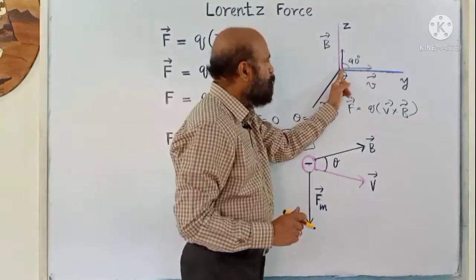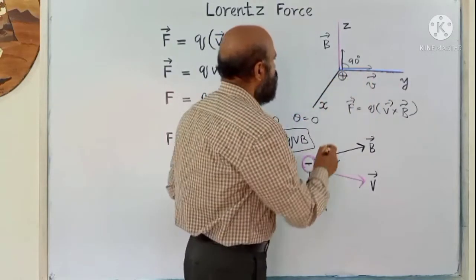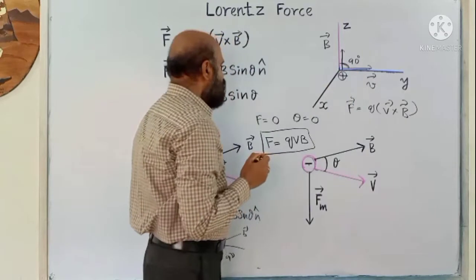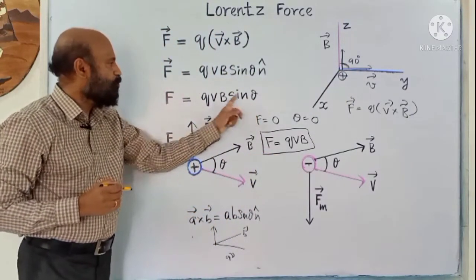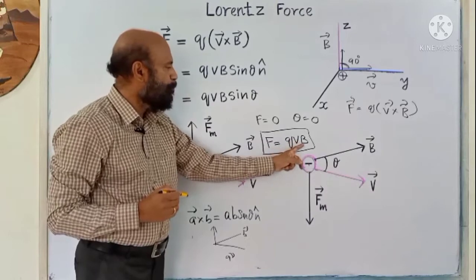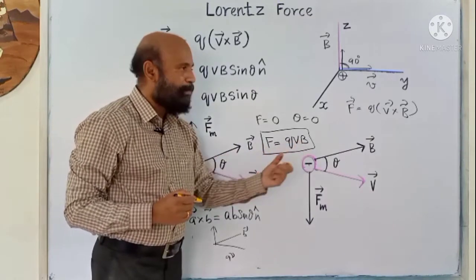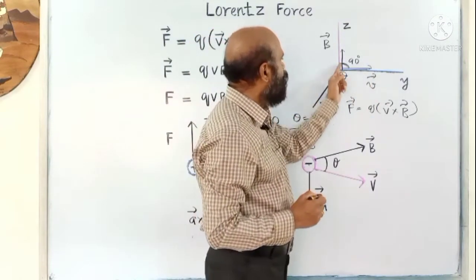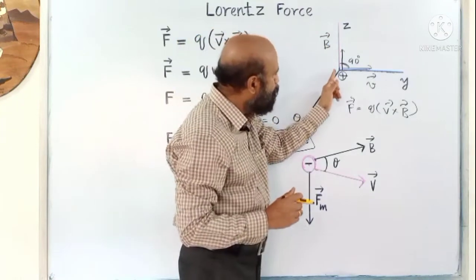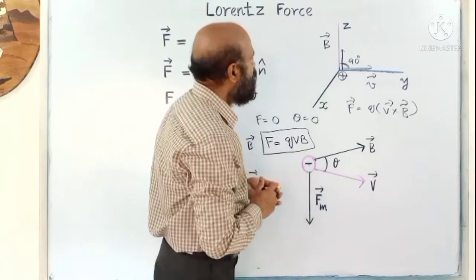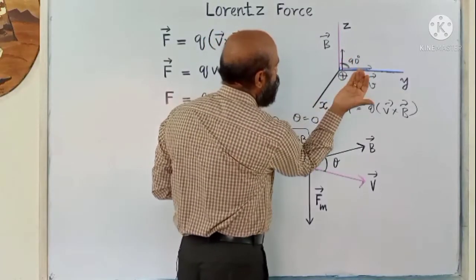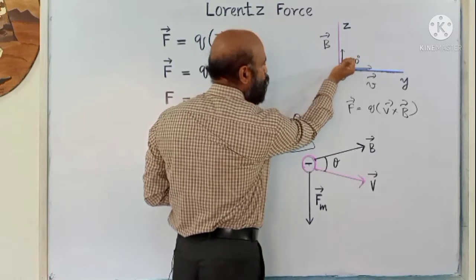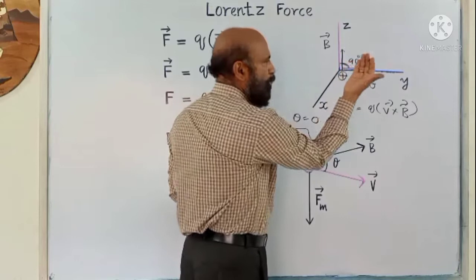Now you consider the charged particle moving along the y-axis. Then angle between velocity and field is 90 degrees. Sine 90 is 1. So force will become QVB. So force experienced will be maximum when charged particle is moving perpendicular to the field. Now when positive charge is moving that side, it will experience a force outward. So you try to push V to B with your right hand, then see thumb is directed outward. So it will experience a force outward.